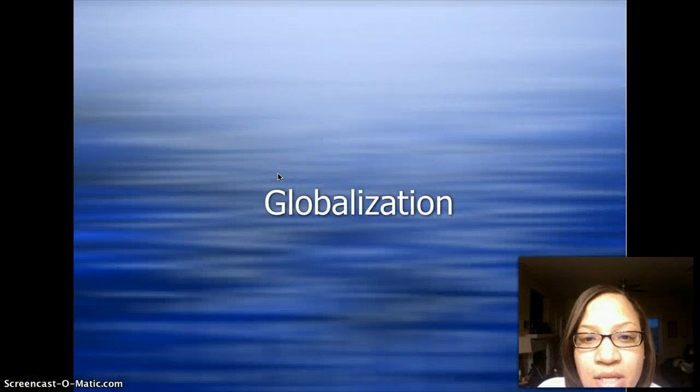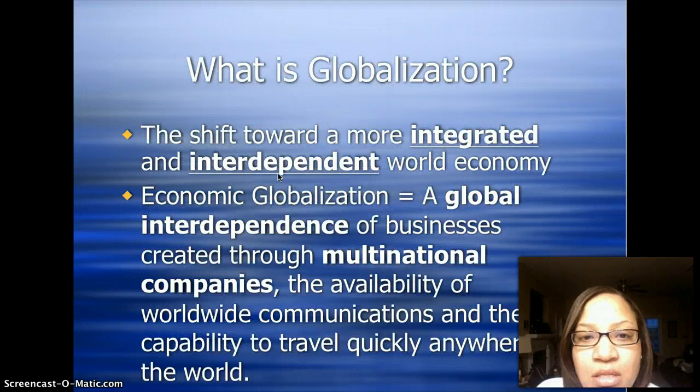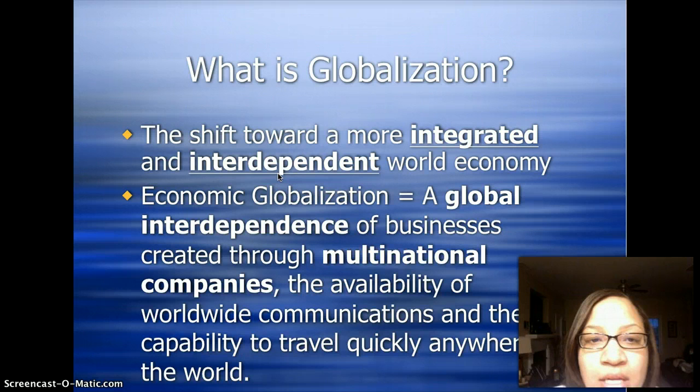Hello class, today we're going to look at the whole concept of globalization. So what is globalization? Basically, it's the shift towards a more integrated and interdependent world economy.